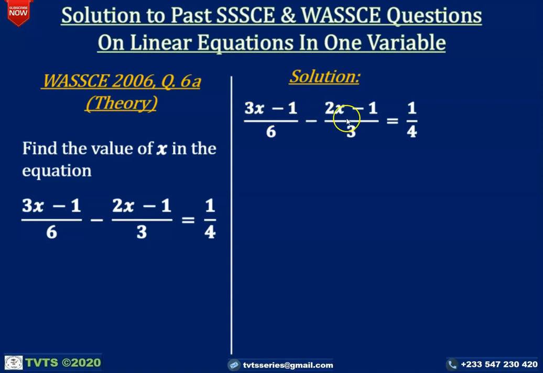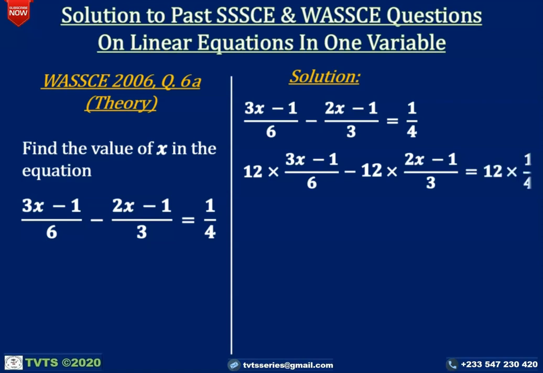This is an equation containing fractions. Therefore, we need to first multiply through by the LCM of the denominators. The LCM of 6, 3, and 4 is 12. So we have 12 times (3x minus 1) all over 6 minus 12 times (2x minus 1) all over 3 is equal to 12 times 1 over 4.